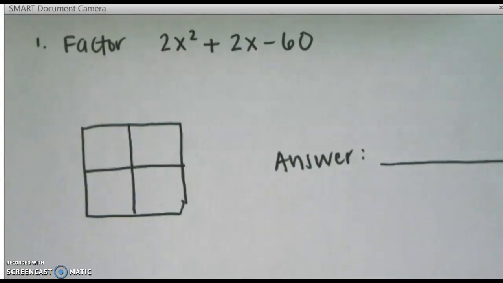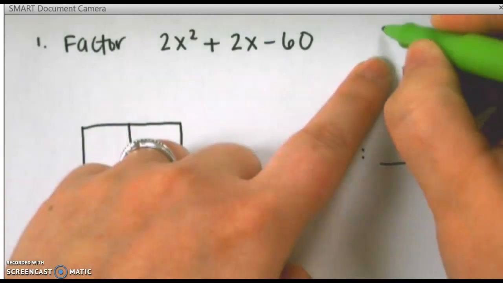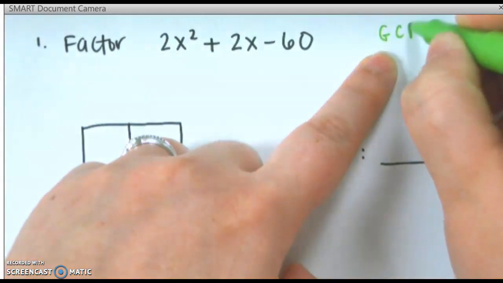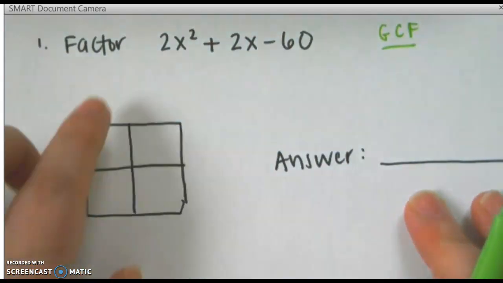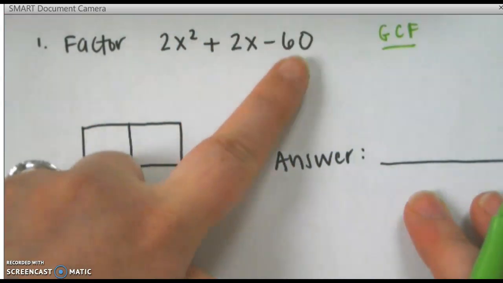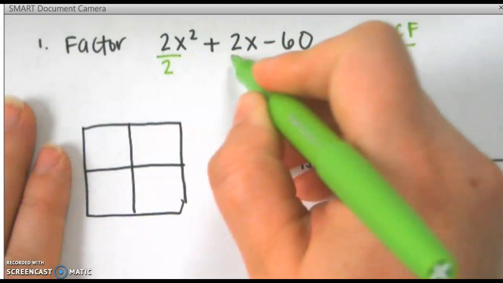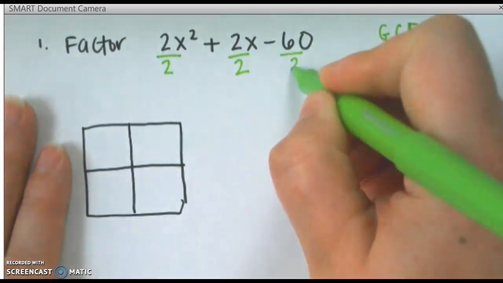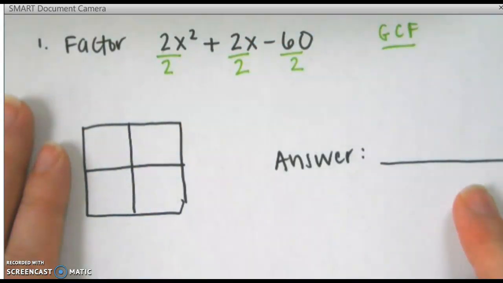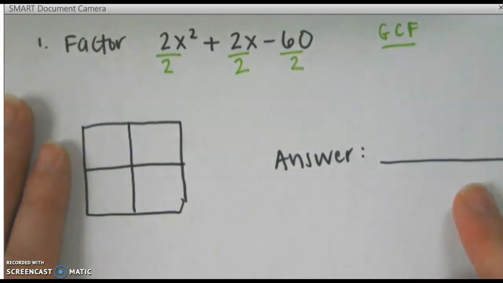Hey guys, in this video we're going to talk about what to do if there's something in front of the x squared when you have to factor. So most of the time if there's something in front of the x squared, that number is the greatest common factor of the three numbers in your polynomial. So if you notice in front of the x squared is a 2, but look what happens. I can divide all of those numbers by 2.